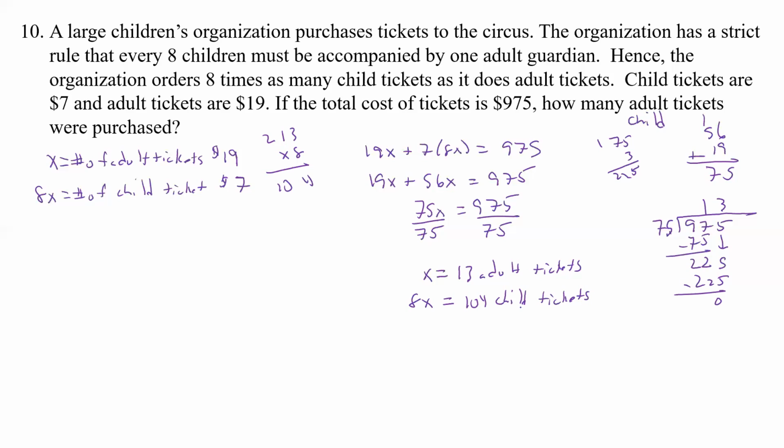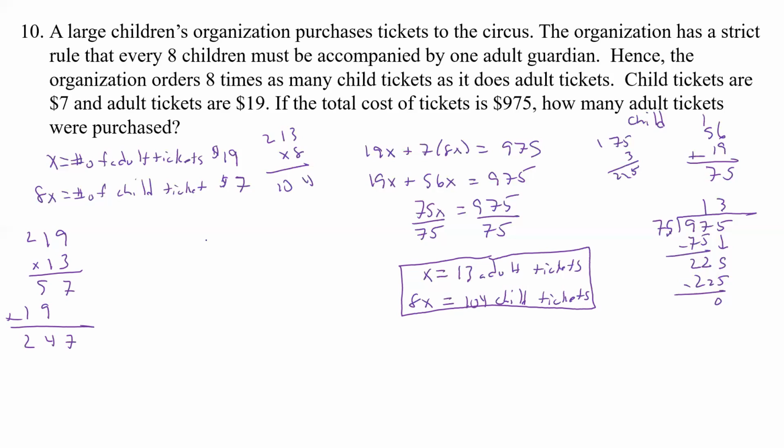tickets. Now, that's what we're saying we bought. So let's check our calculation. So 19 times 13, because we have 13 tickets at $19. 3 times 9 is 27. 3 plus 2 is 5. Then we have 9. Then we have 1. We add that together. That's 7. That's 14. That's 247.